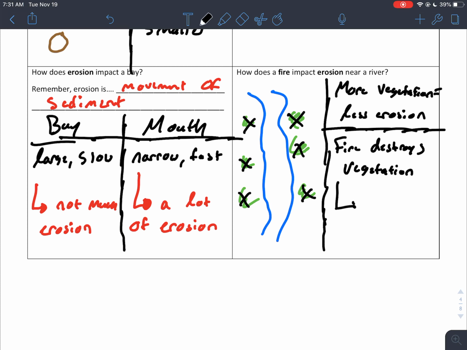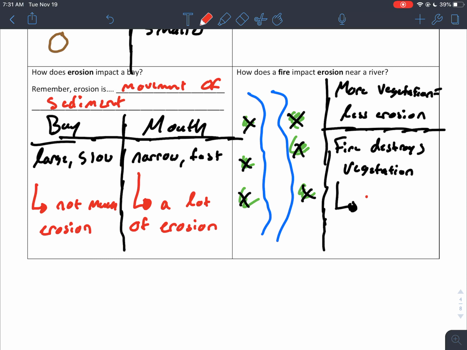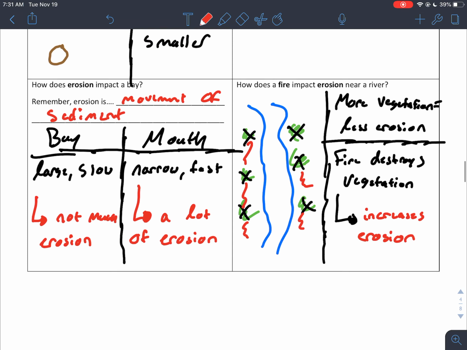And then I want you to draw an arrow, and I'm going to write this in red to really drive it home. That means it increases erosion. That's a little tricky, so let me say it again. If you destroy vegetation, you get rid of all the roots that used to be holding the stuff in the ground, holding the soil. If you're no longer holding the soil in place, it's really easy. It'll blow into the river by the wind, and that means erosion increased. So fires increase levels of erosion. It increases the levels of sediment.